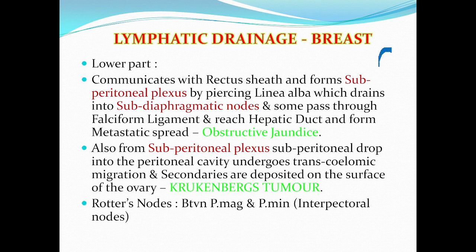When we take the mammary gland as a circle, we divide it into four quadrants: upper medial, lower medial, upper lateral, lower lateral. So we have to understand the lower part, to be remembered, is like this. Do you agree with my point? This is lower medial and lower lateral. In the lower part of the mammary gland, the lymphatics are communicating into the abdomen. They pass into the abdomen by piercing through the linea alba.